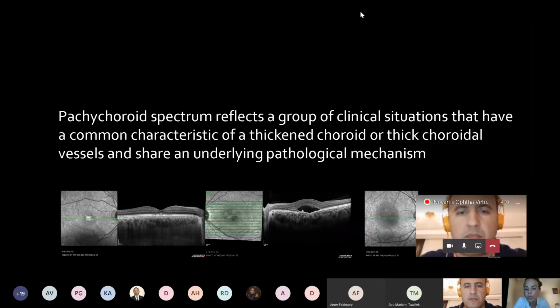A pachychoroid spectrum reflects a group of clinical situations that have a common characteristic of a thickened choroid or thick choroidal vessels, which are called pachyvessels, and share an underlying pathological mechanism. Those are different examples of this disease in the same spectrum. The first one is showing pachychoroid pigment epitheliopathy. The second one is an example of focal choroidal excavation. The third one is an example of central serous chorioretinopathy. And as you notice, all of them have thick choroids under this pathology.